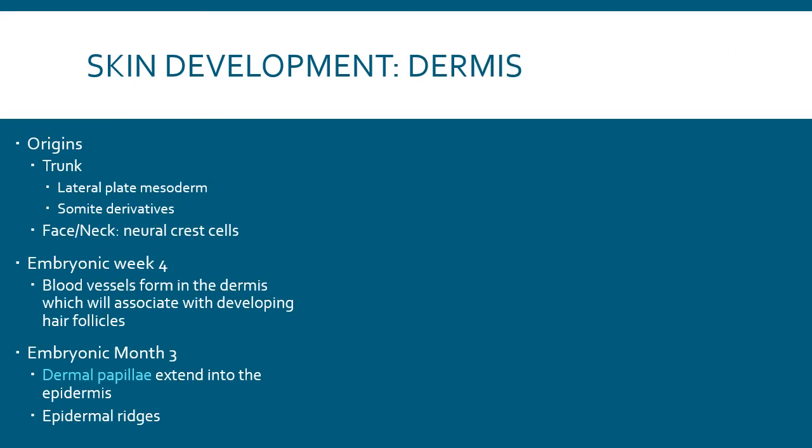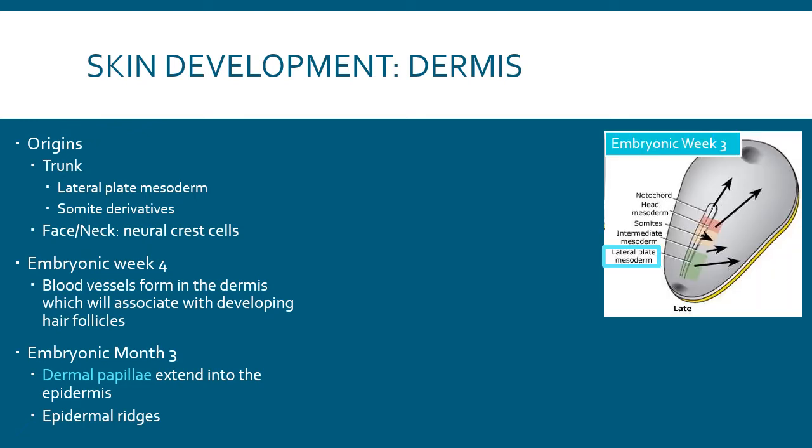All right, so the dermis. How do we get the dermis? So it brings us back to embryonic week 3 and our lateral plate mesoderm. So the dermis of the trunk is actually derived from the lateral plate mesoderm and some of the somites, whereas the dermis of the face and the neck come from the neural crest cells. So this lateral plate mesoderm we saw back in week 1 during embryonic week 3.